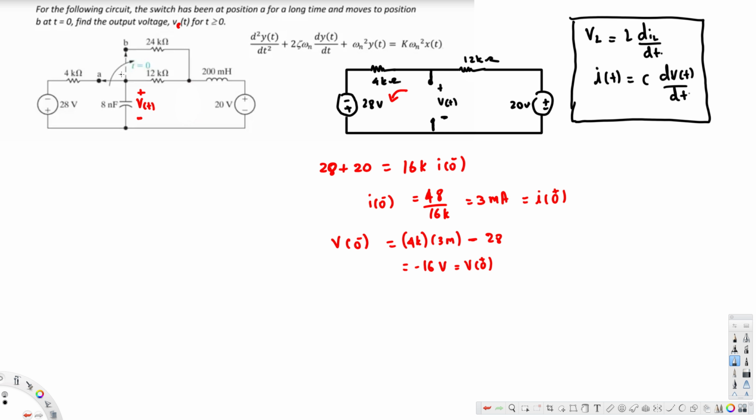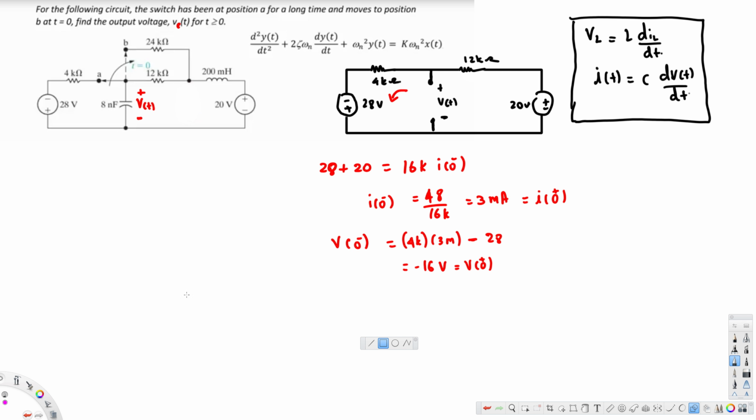So when we create the second order differential equation, we consider the switch is flipped, because we are trying to find the voltage across the capacitor after the time is equal or greater to 0. Because when the time is equal to 0, the switch has flipped, so the circuit is going to be different right now. So let's go ahead and draw the new circuit.